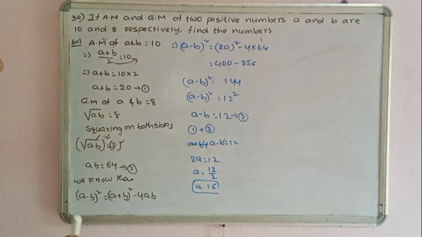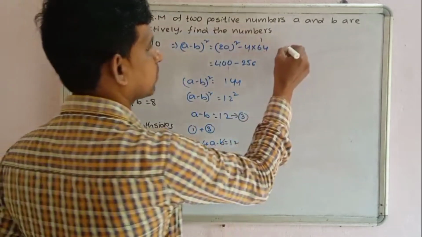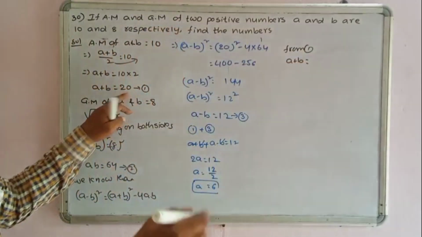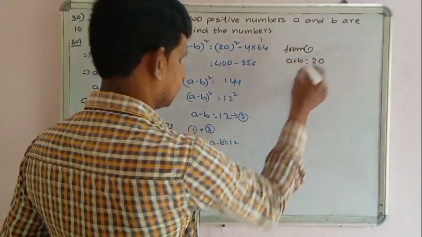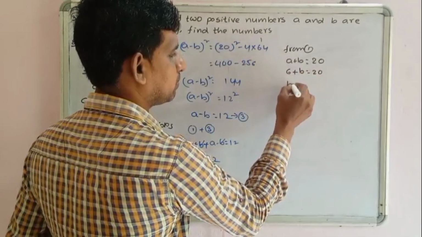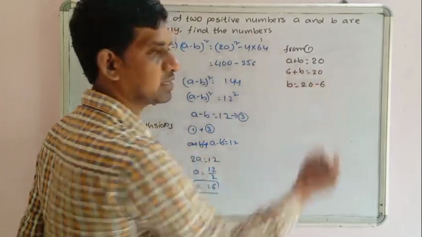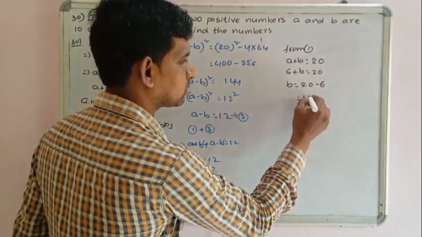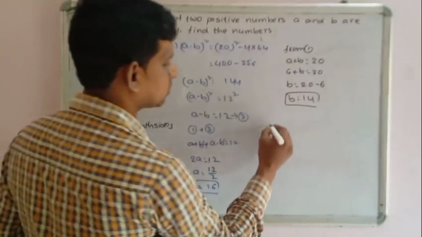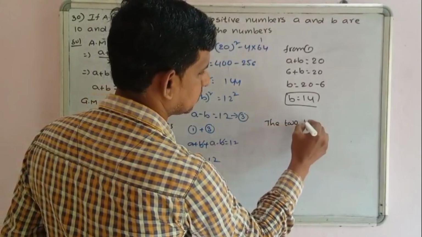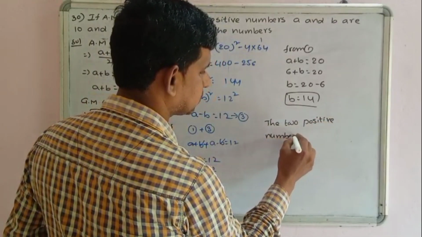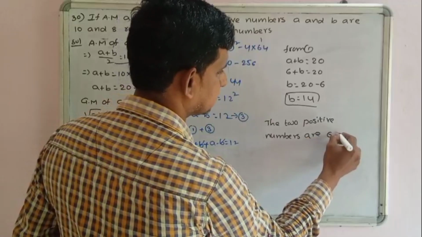Okay, next we will find the other number. From 1, A plus B equals 20. So A value 6 plus B equals 20. So B equals 20, 6 transposed to the right side, minus 6. So 20 minus 6 is 14. Therefore, the two positive numbers are 6 and 14.